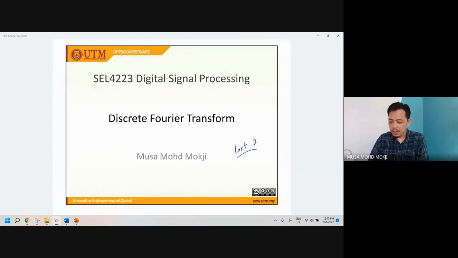So this is part 2 of today's topic, which is the discrete Fourier transform.